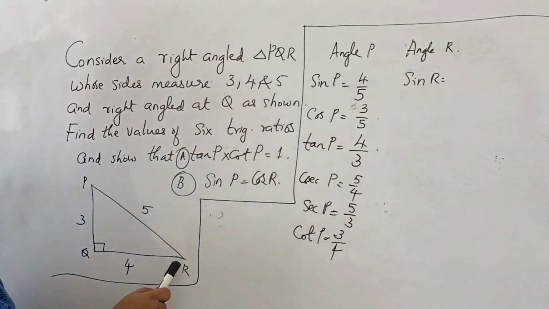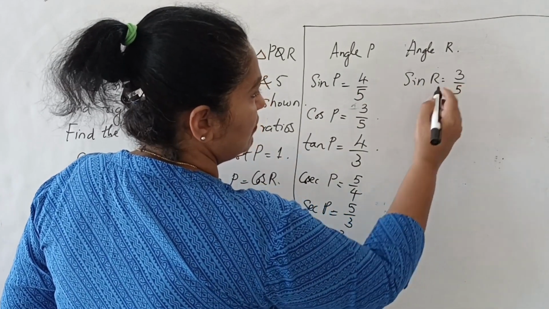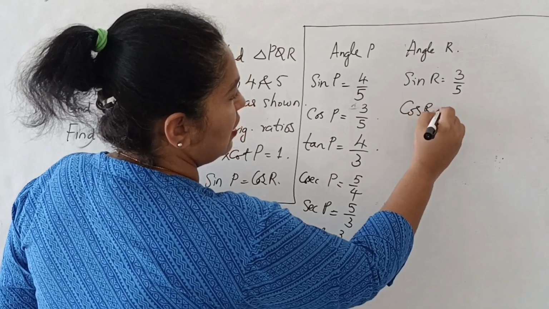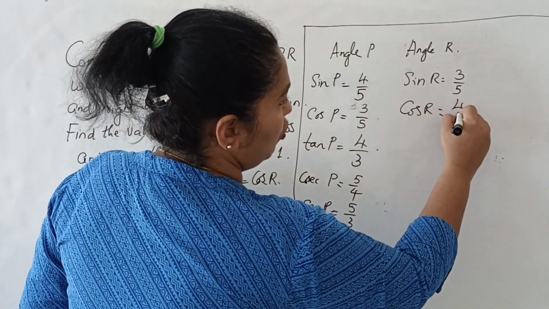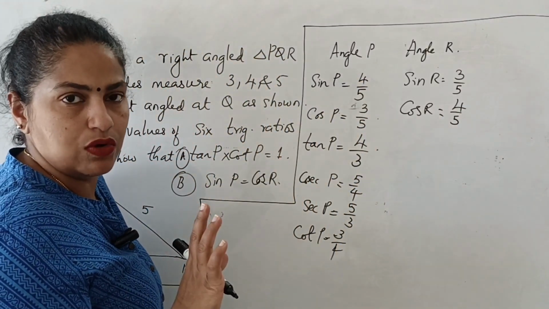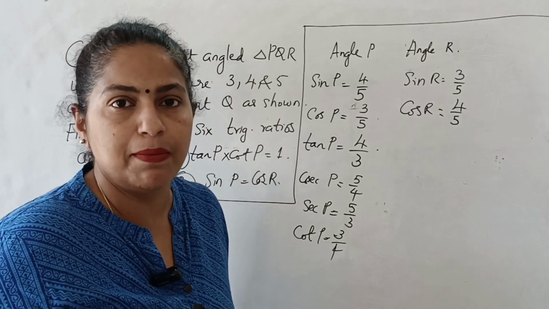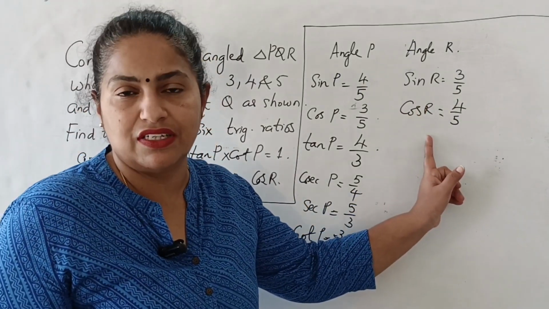What is sine R? Opposite side by hypotenuse, which is 3 by 5. What is cos R? Cos R is adjacent side by hypotenuse, 4 by 5. Or you can just look here and write it the opposite way, but that is not mathematics. Please understand what you are writing. So check the diagram and write it.